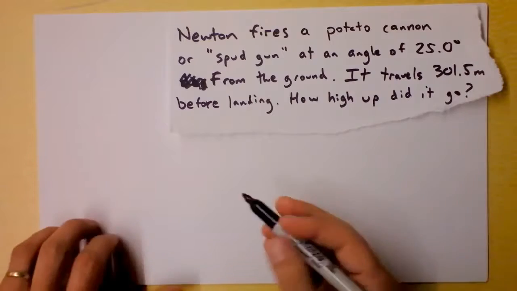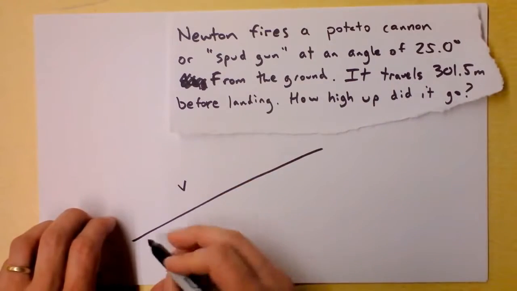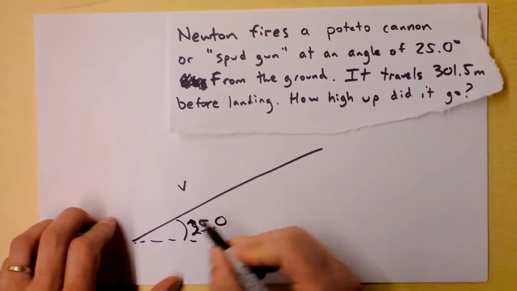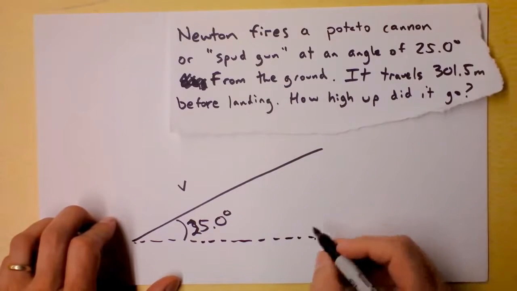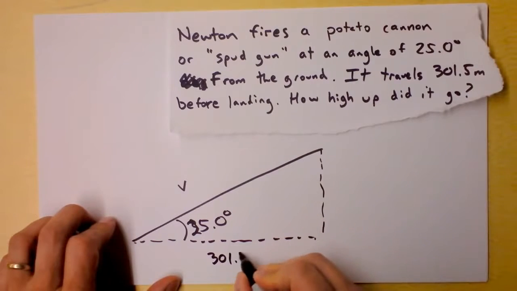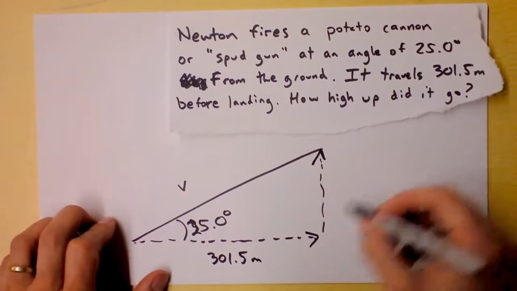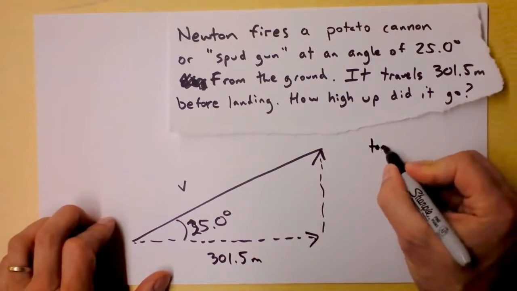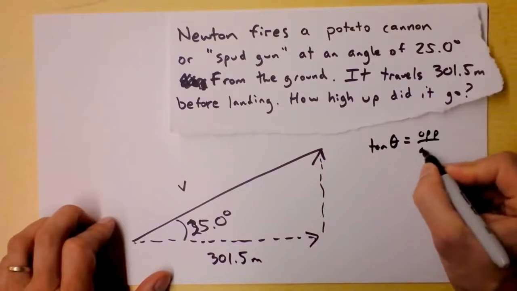So you might be thinking, oh yeah, you can draw the velocity and it's like that or something, and there's this 25-degree angle. I've never actually done this, but a lot of my students want to do things like this. And the distance that it goes is 301.5 meters in the x direction. So the distance that it goes in the y direction is probably related by tangent, right? This is the adjacent side, that's the opposite side. I could write down that tangent of theta is opposite over adjacent.